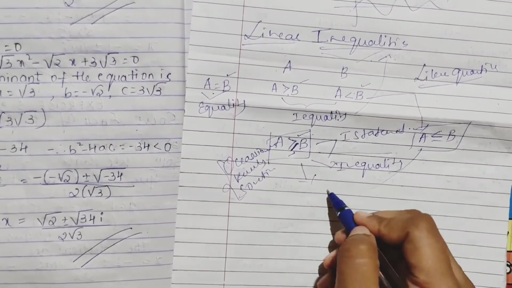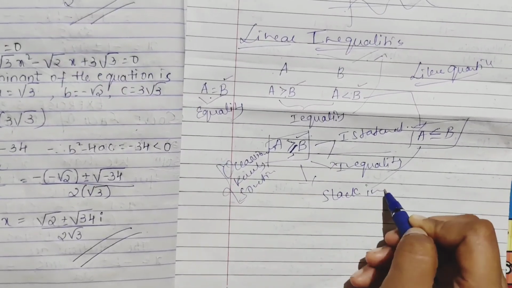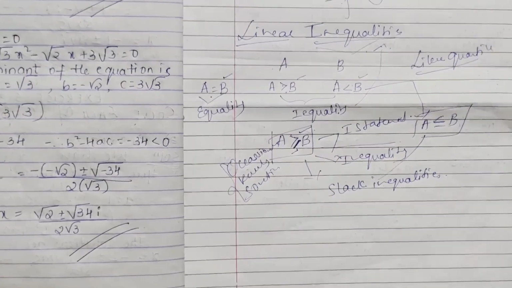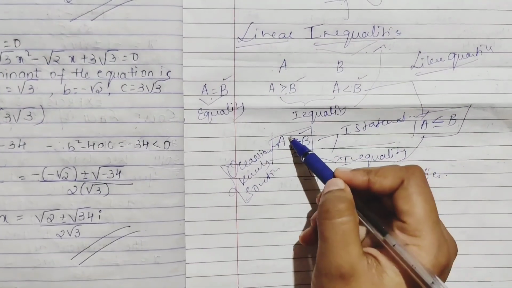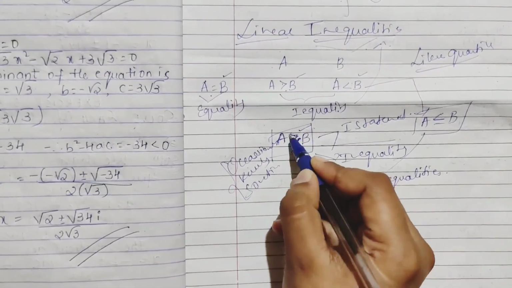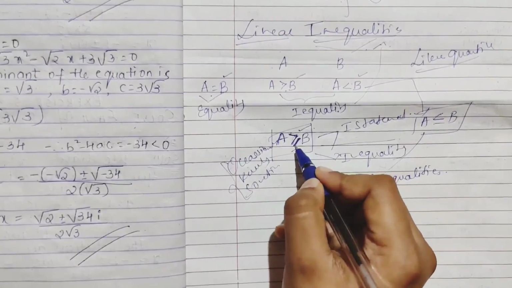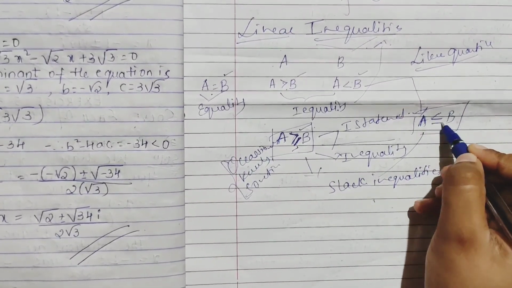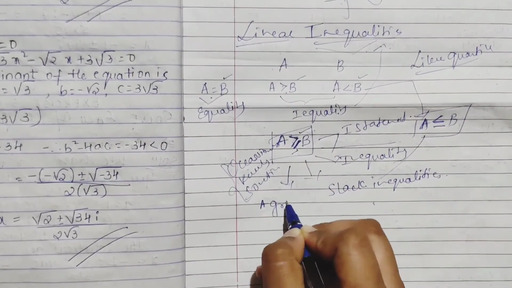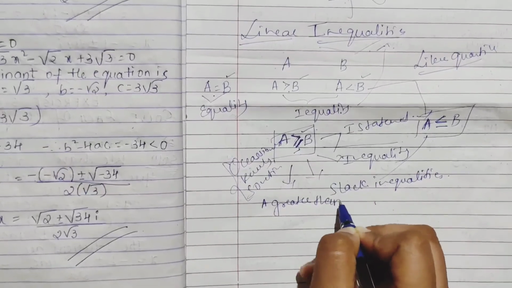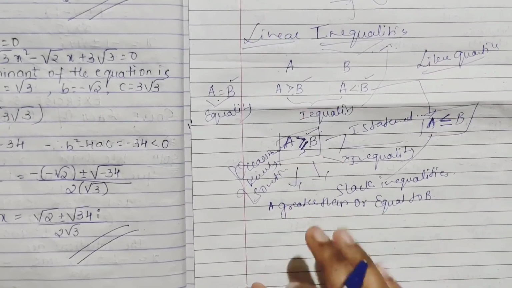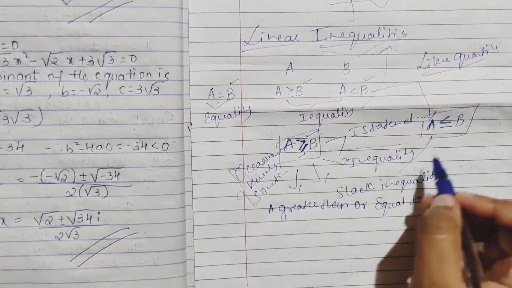You call it slack inequalities. Okay, slack inequalities. Such inequalities are called slack. It will be greater than or equal to B, like this we pronounce it. If they are writing any statement, if we say A greater than or equal to B, or A less than or equal to B, it is read like this. So this is called your slack inequalities.